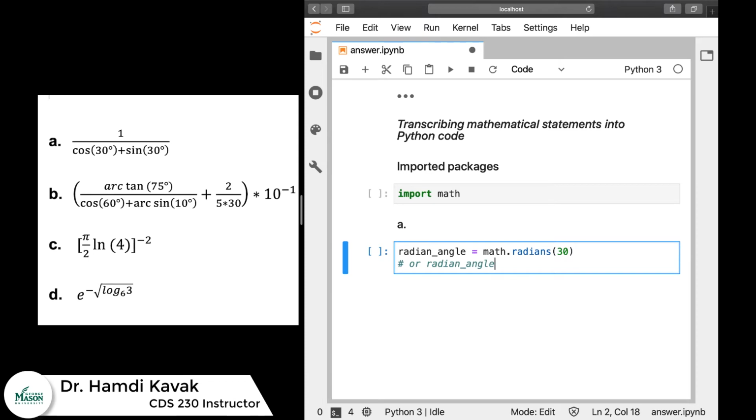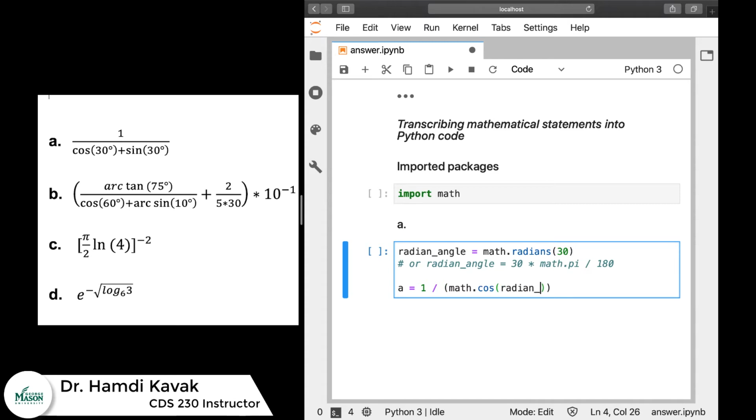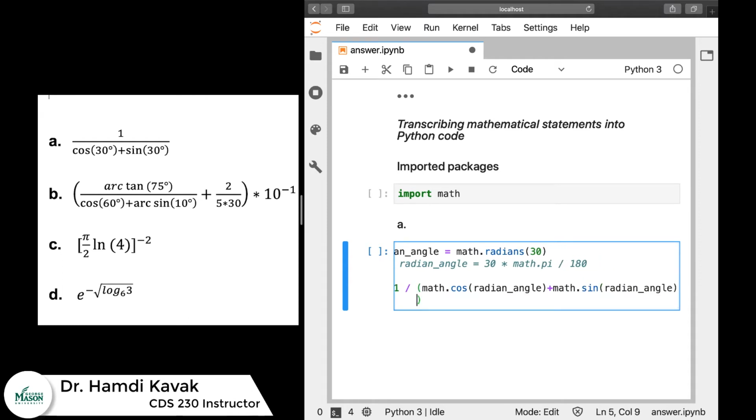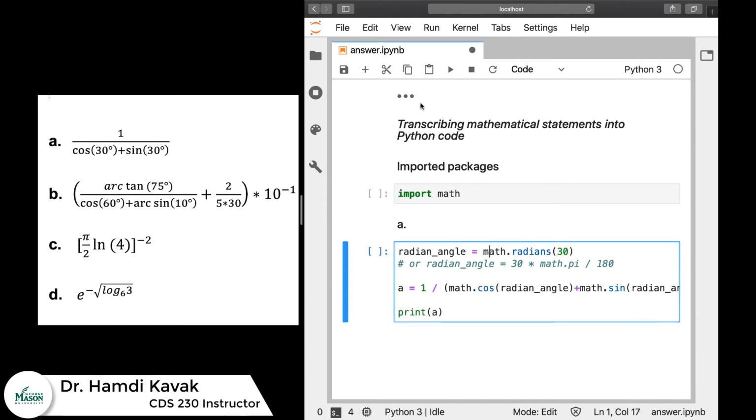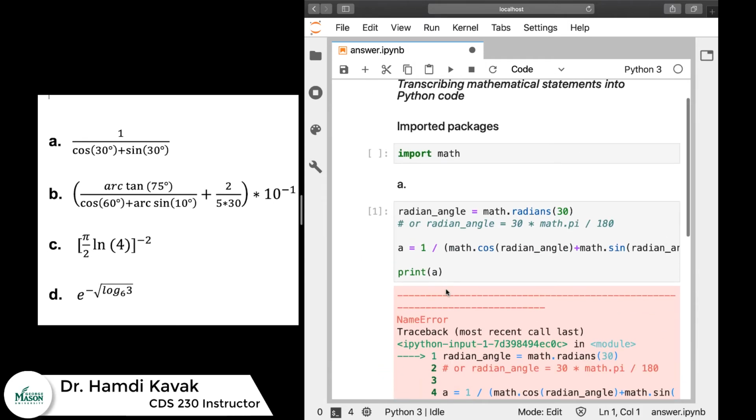We can do that by using math.radians function or make the conversion ourselves, which is simply degrees times pi divided by 180. Following the formula, we just plug that radian angle value to the cosine and sine functions. Oops, let's import the math module.